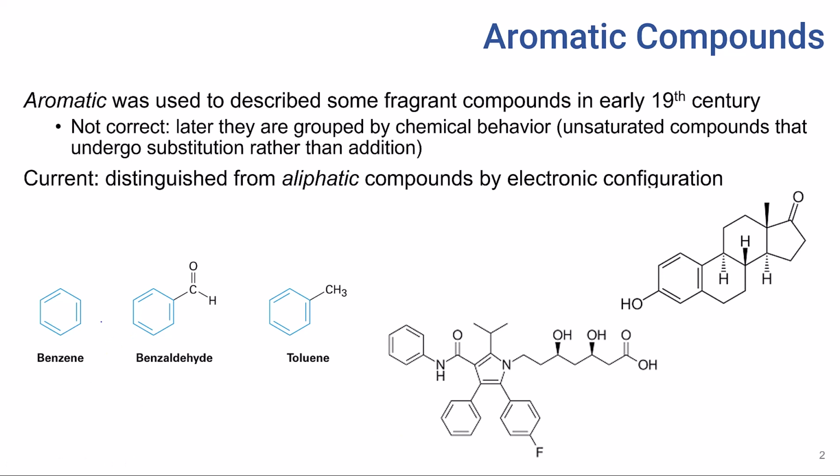We have that six-membered ring with the alternating double bonds. Benzaldehyde is another compound that's aromatic because it has the benzene ring plus this aldehyde group. We also have toluene, and this one here is the structure of Lipitor. And this is the structure of estrone, which is a weak estrogen steroid. So these aromatic compounds we can see all along here, and there's that one in the estrone.